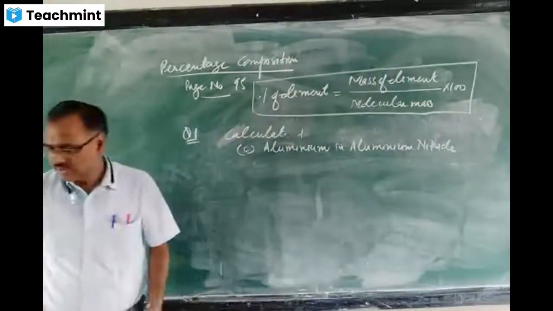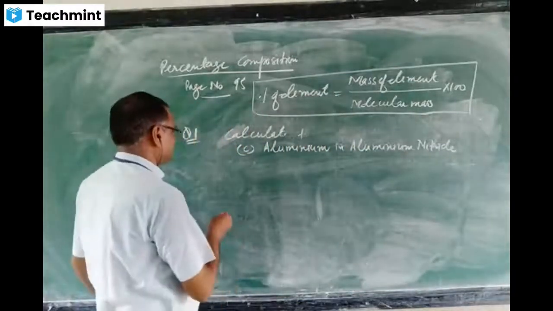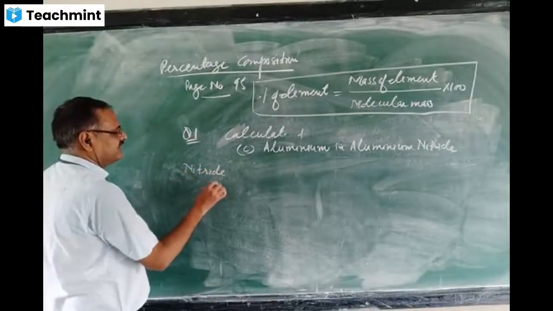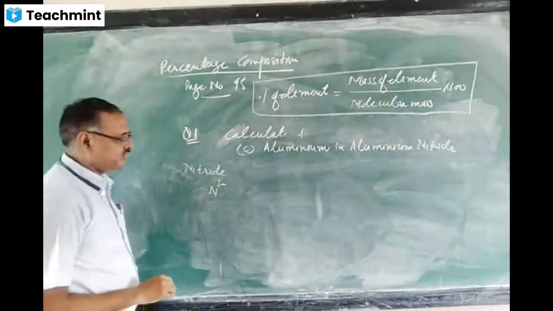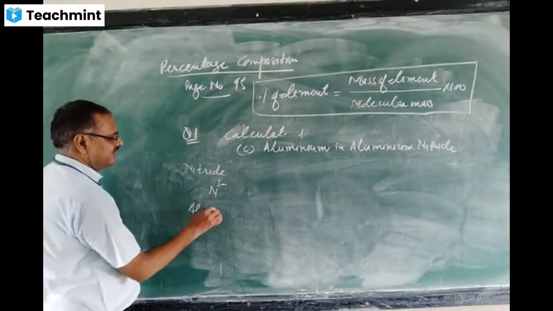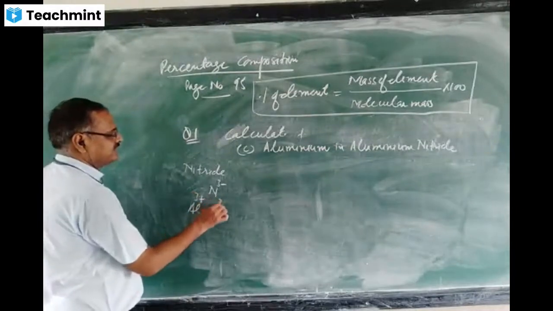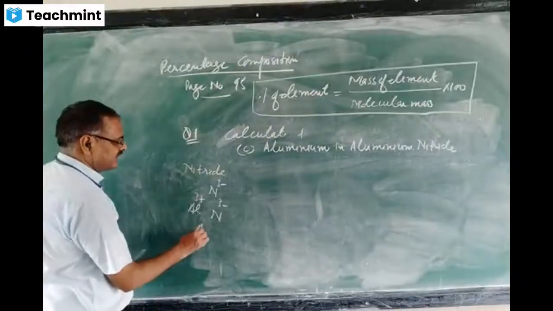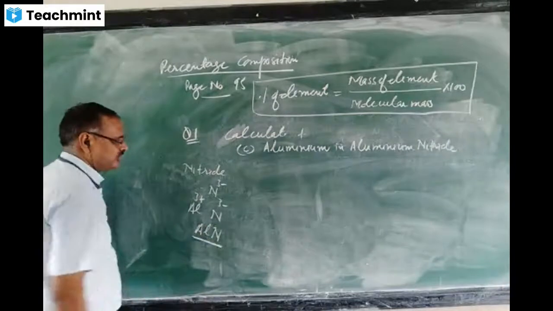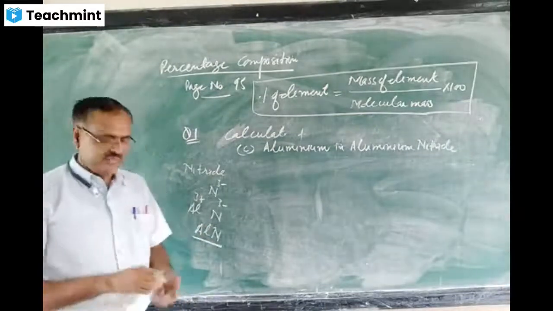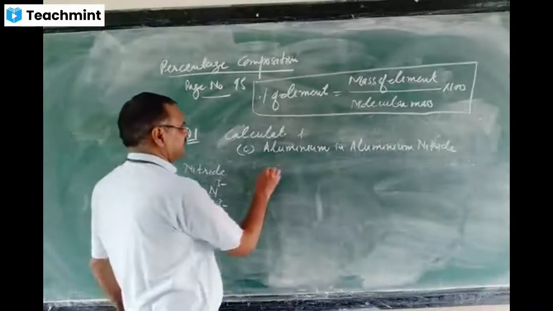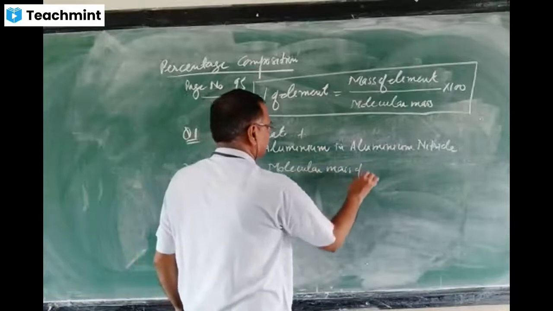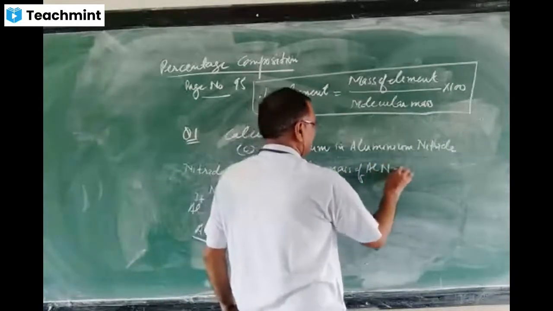So I want to tell you, nitride is this radical, N3 minus. So when you write aluminum nitride, Al and N, 3 plus and 3 minus, 3 is common, it is removed, then it is crossed, then you are getting AlN. So aluminum nitride is AlN. Now find out the molecular mass of aluminum nitride.